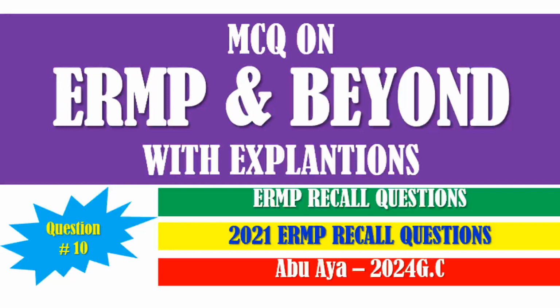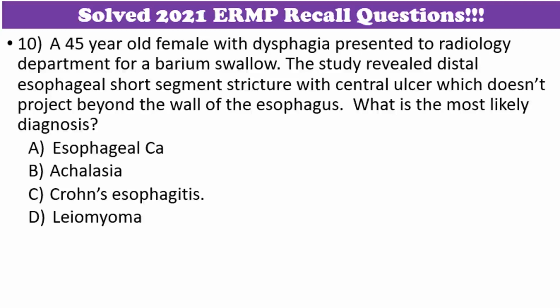Today we will see case number 10 from the ERMP 2021 previous recall questions. A 45-year-old female with dysphagia presented to radiology department for a barium swallow. The study revealed distal esophageal short segment stricture with central ulcer, which doesn't project beyond the wall of the esophagus. What is the most likely diagnosis?